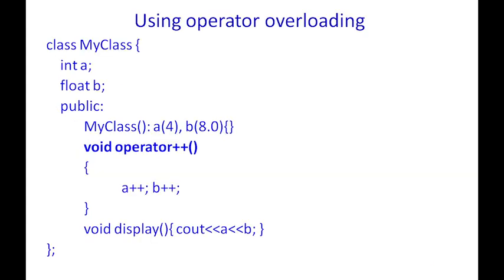Now we will see the operator overloading based implementation. First, I have replaced the increment function by an operator function following the syntax. The return type is void because I am not going to return anything. I am just going to increment the values. Then the keyword operator followed by the specific operator which I am overloading, now plus plus. And I am incrementing the two values.